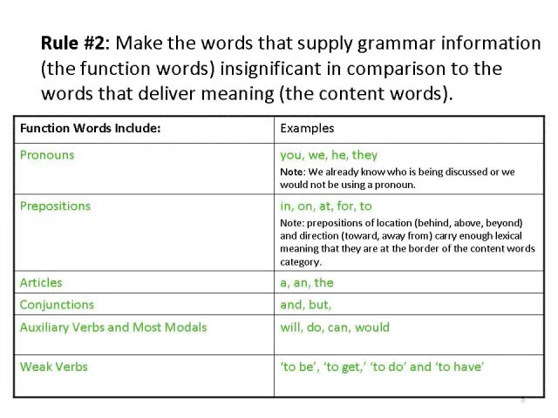Let's review the rule for function words first. Function words are those words that supply grammar information to the utterance or the sentence, and they're insignificant in terms of communication in comparison to the words that deliver meaning. Those are called the content words. Function words include pronouns, prepositions, articles, conjunctions, auxiliary verbs, most modals, and weak verbs.